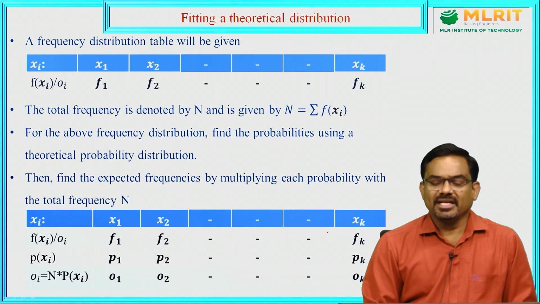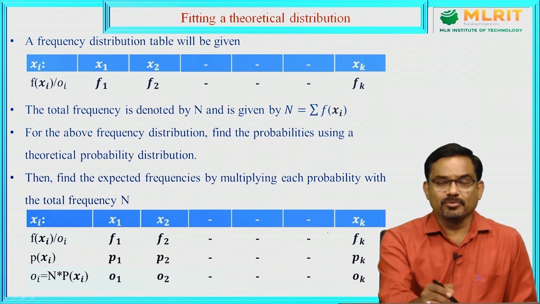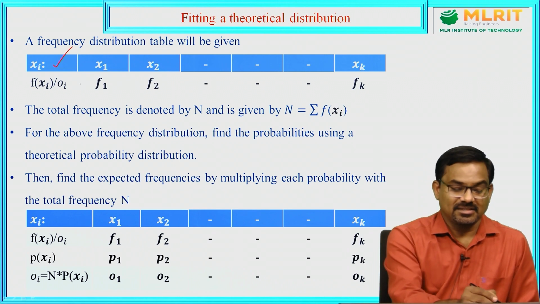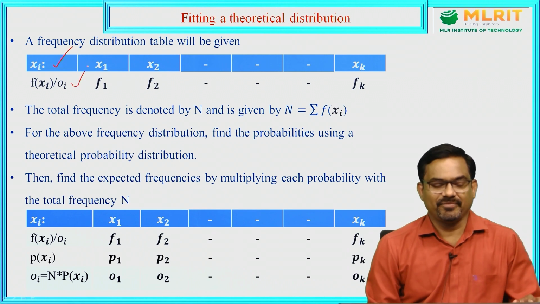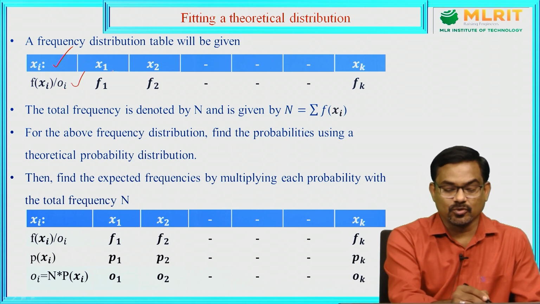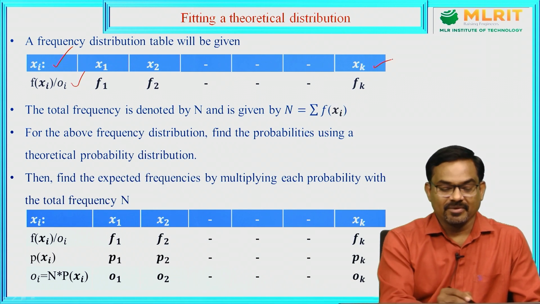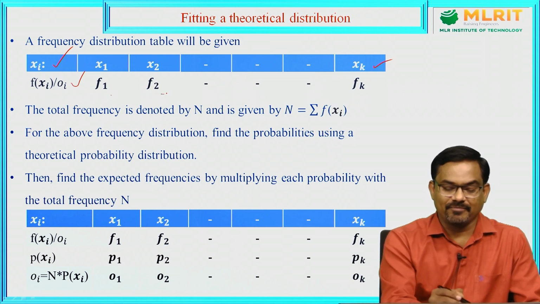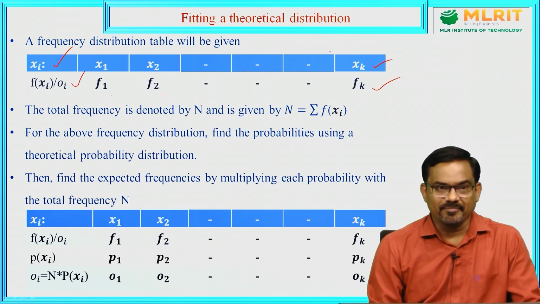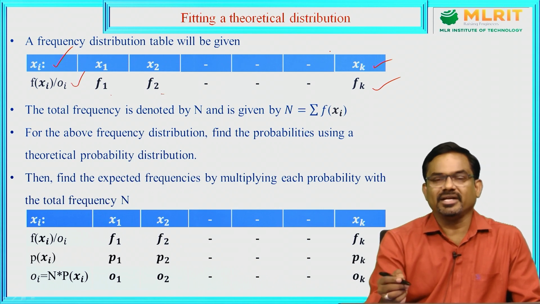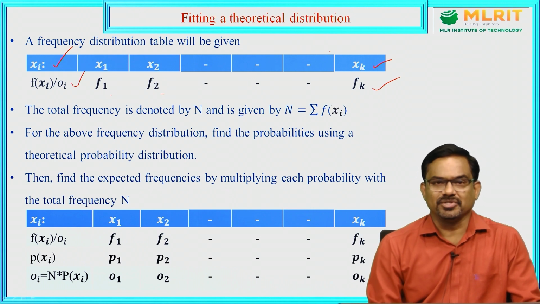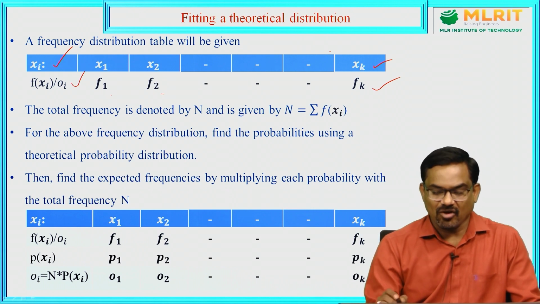Now, fitting a theoretical distribution. A frequency distribution table as shown in the given table will be given. Here are the Xi's and the given frequencies, which are the observed frequencies. The values of X are X1, X2, X3 and so on up to Xk, and the corresponding frequencies are F1, F2 and so on up to Fk. Now, we need to fit a theoretical distribution to the given table. For example, fit a binomial distribution, a Poisson distribution or a normal distribution to the given data.